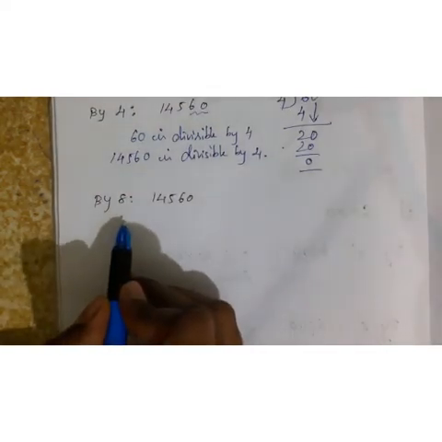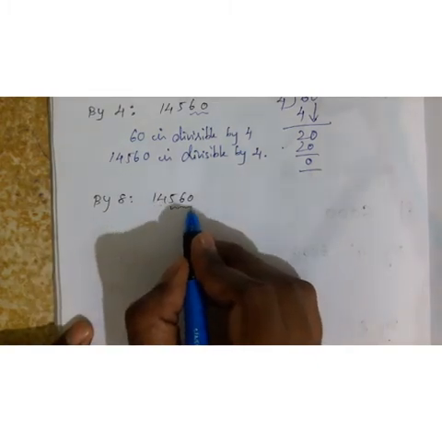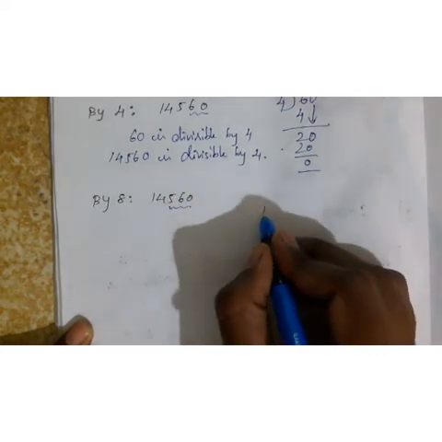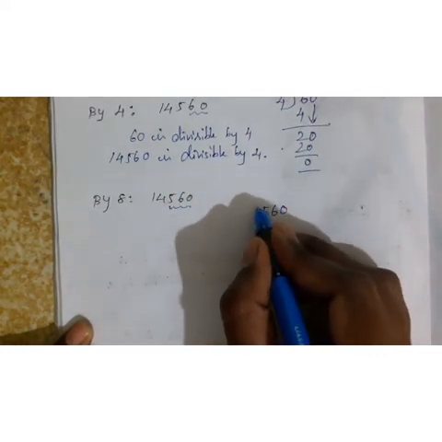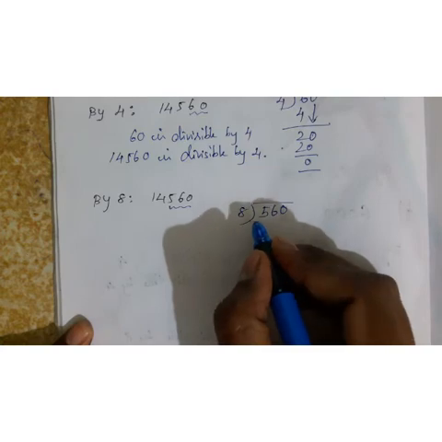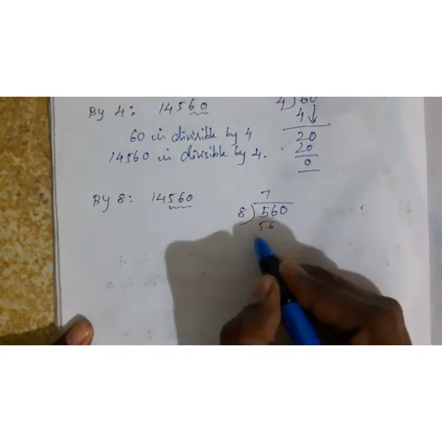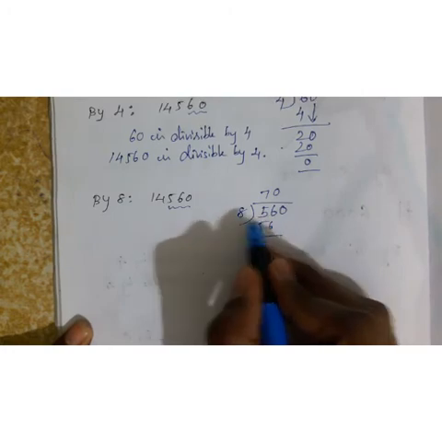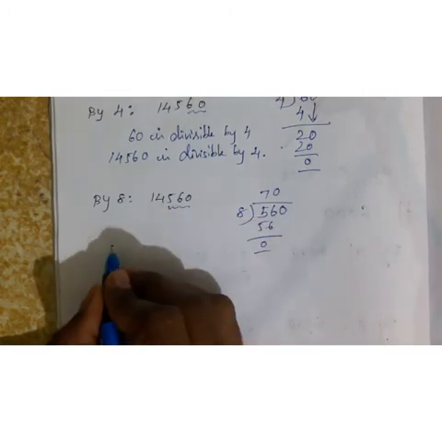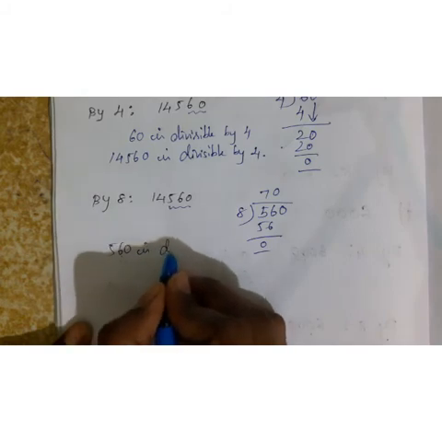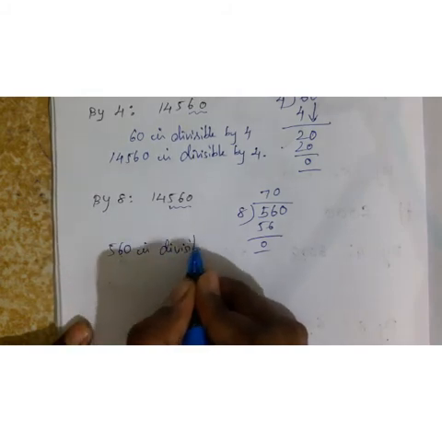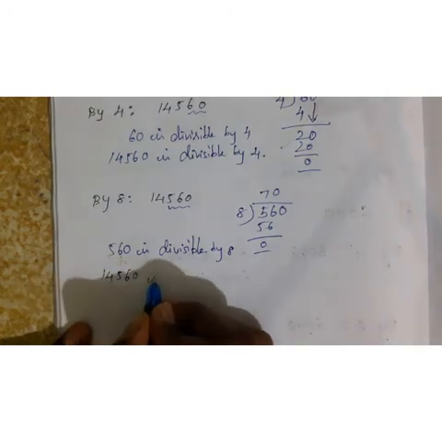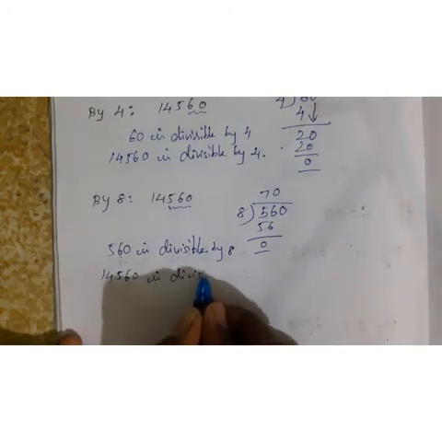Divisibility test for 8. If the last three digits are divisible by 8, then the number is divisible by 8. Take the last three digits 560 and divide it by 8. 8 times 7, 56, 0, 0. So 560 is divisible by 8. Hence 14560 is divisible by 8.